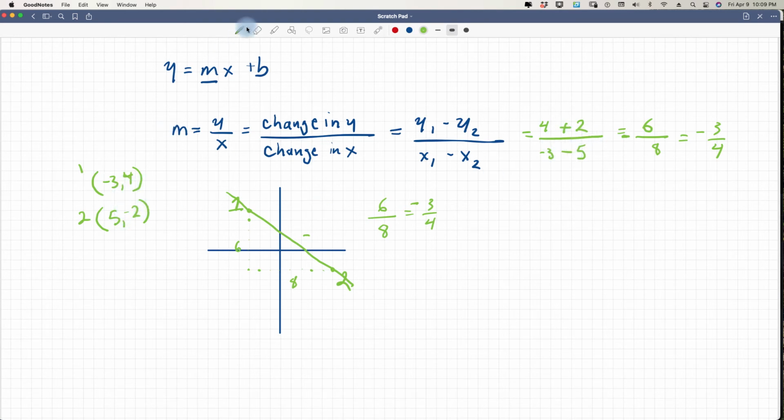You can even pick this, I'm going to just change the color to red. Let's say that we want to pick this point 2 and make this point 1. Will it still work? Well, let's see.